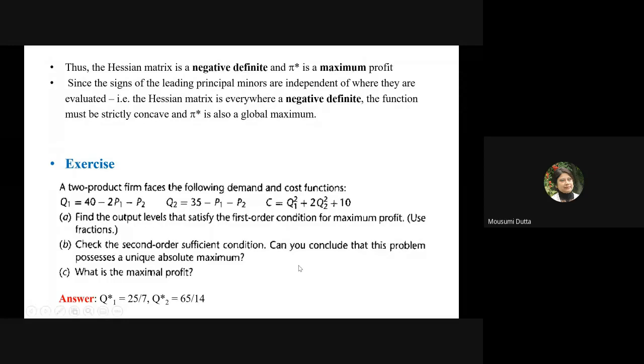No question? Ma'am, I have a question. What does negative definite mean?